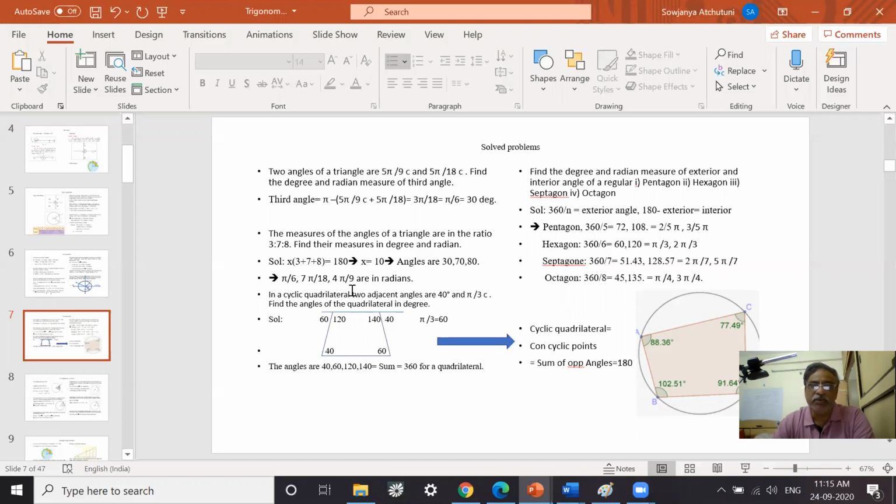In a cyclic quadrilateral, two adjacent angles are given, 40 and 60. Pi by 3 means 60. Find the angles of the quadrilateral in degrees. What is a cyclic quadrilateral? This is a cyclic quadrilateral. Cyclic quadrilateral means all 4 points are on a circle, concyclic points. And the sum of opposite angles is 180. This is a cyclic quadrilateral.